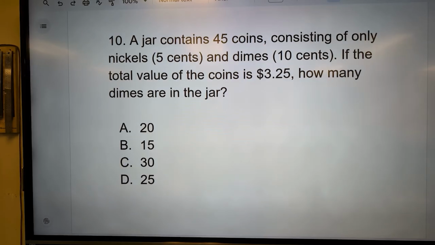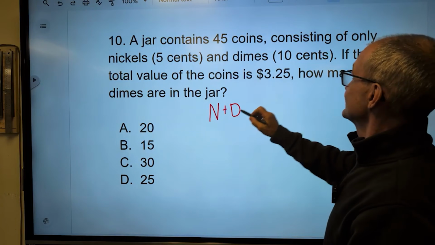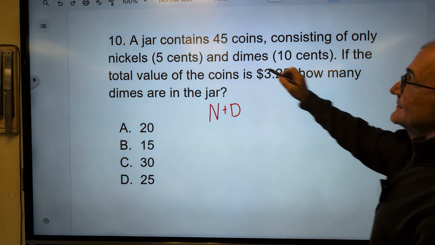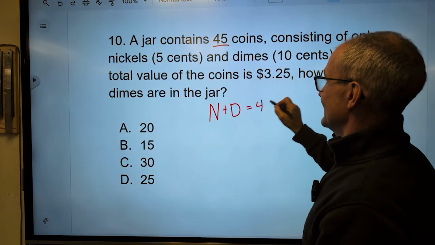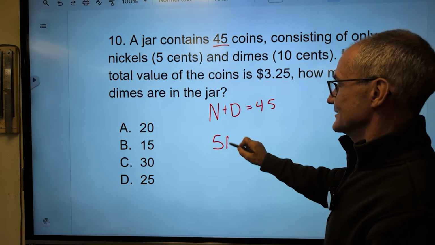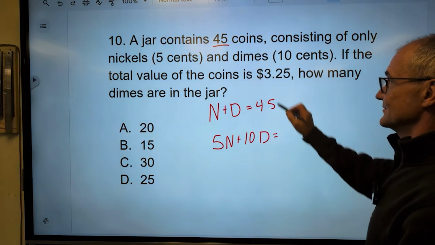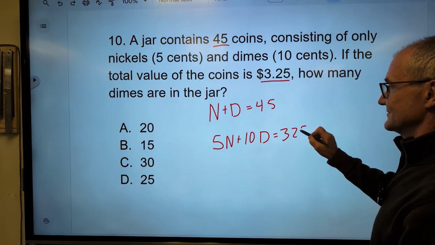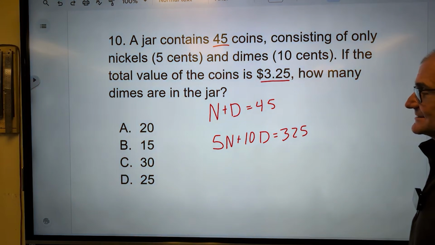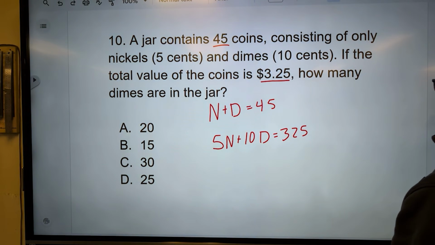And the way to do this one algebraically is pretty hard. I am saying nickels plus dimes has to equal 45. And then I know that 5 times the number of nickels plus 10 times the number of dimes has to equal 325. Two equations, two variables. I could combine them. I could substitute. I don't know if there's an easy way to do this algebraically.